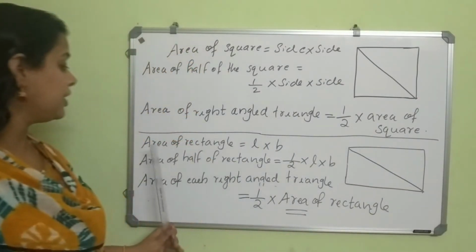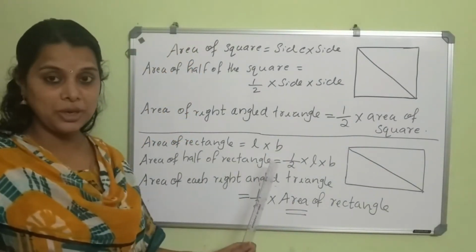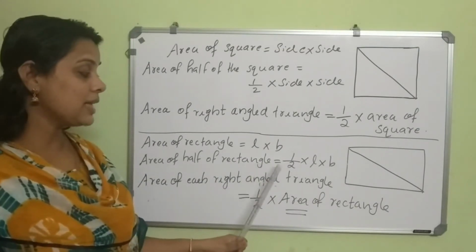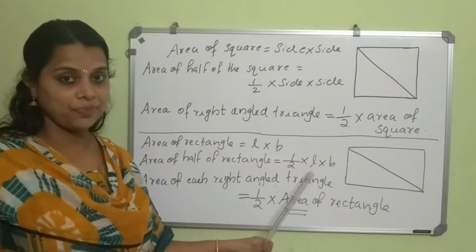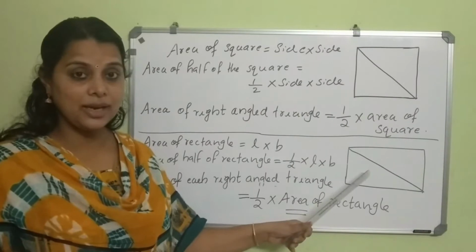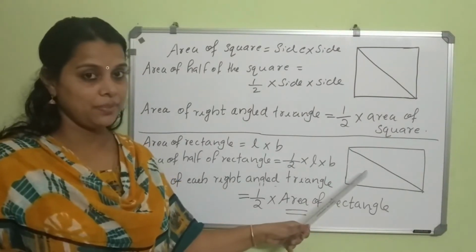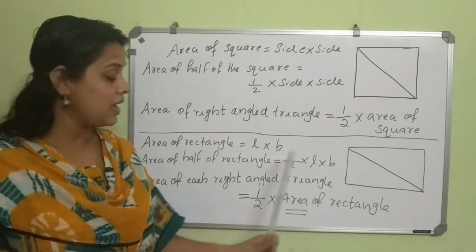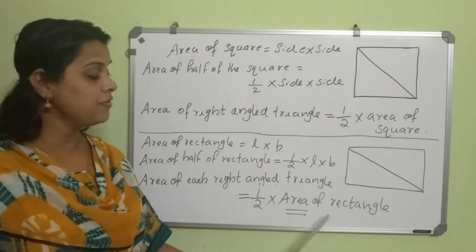We know how to find area of rectangle, that is L into B. What is area of half of the rectangle? That is half of L into B. The same way, these both are right angled triangle and they are equal. So we can write area of each right angled triangle is half of the area of rectangle.